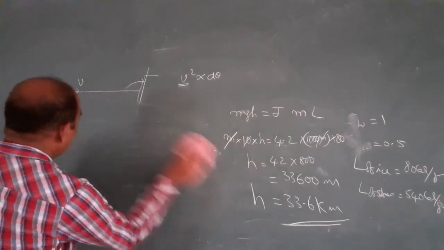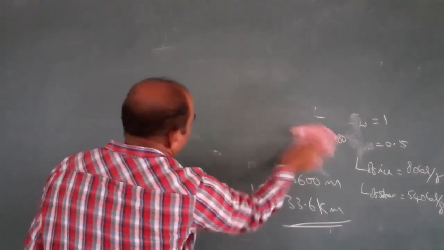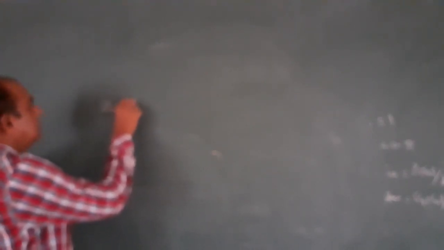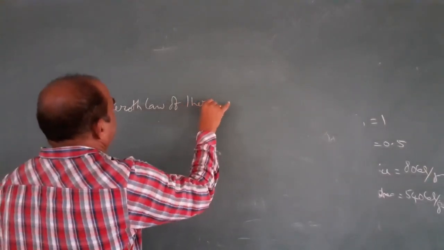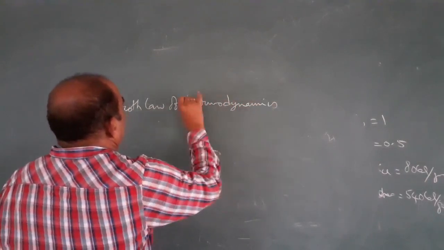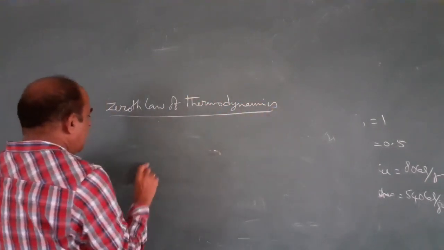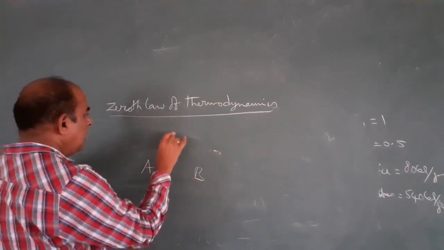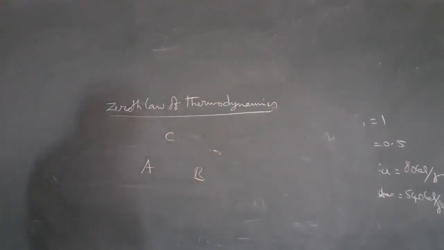Okay, so this is about Joule's law. And the thermodynamics laws: there are 3 laws of thermodynamics. One is the zeroth law. Zeroth law of thermodynamics: there are 2 bodies A and B. Another body C is also there.